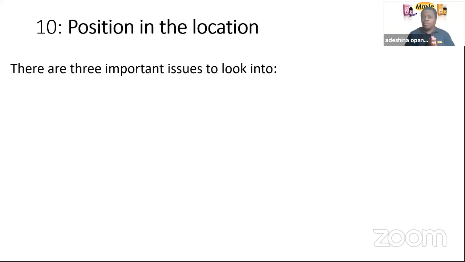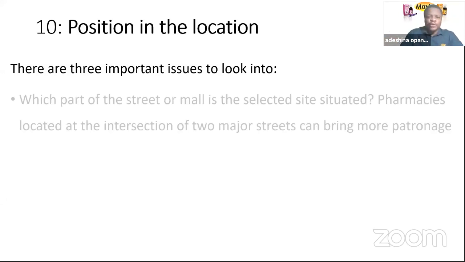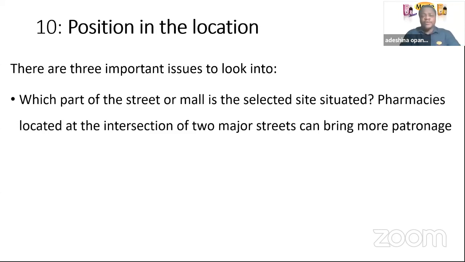If you study mall tenants, if you go to the mall frequently, you will see people say that, oh, we have moved from this store and we are now in this store. That's because they've studied human traffic and seen that, look, around this area, either closer to an anchor tenant or closer to an entrance has a heavy footfall. So what are the 3 important issues you need to look at? Which part of the street or mall is the selected site situated?